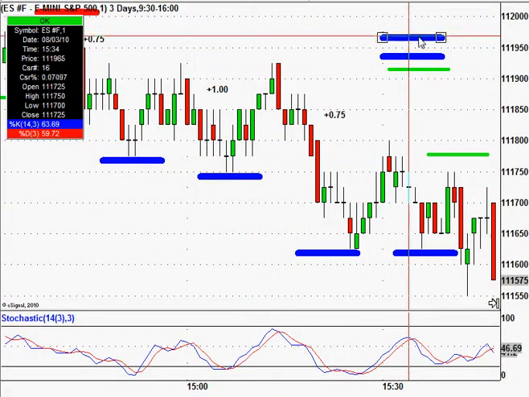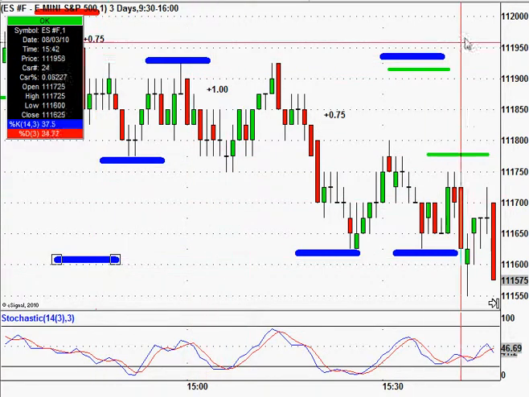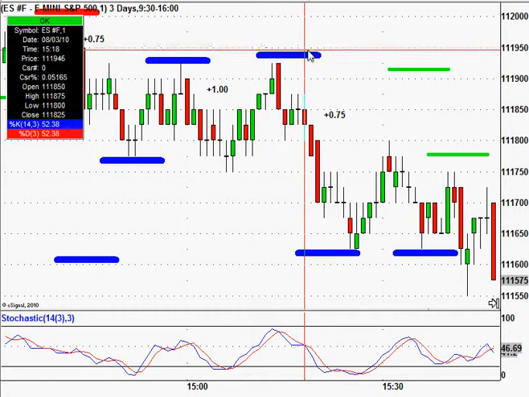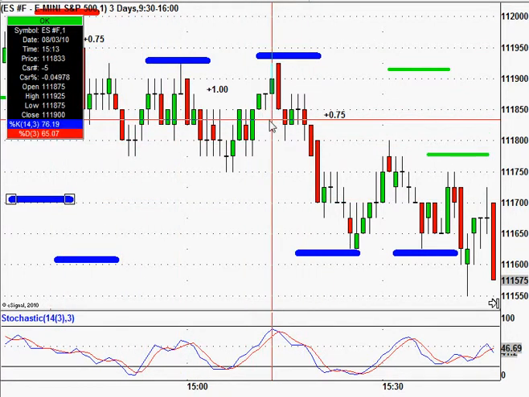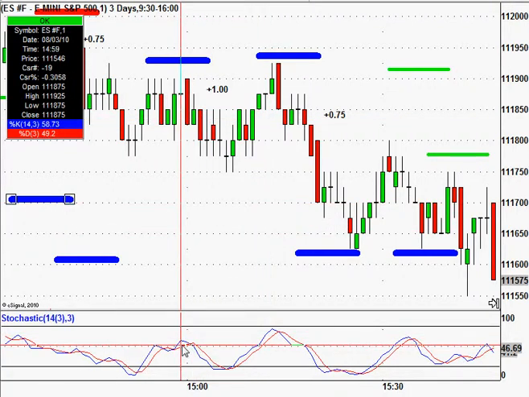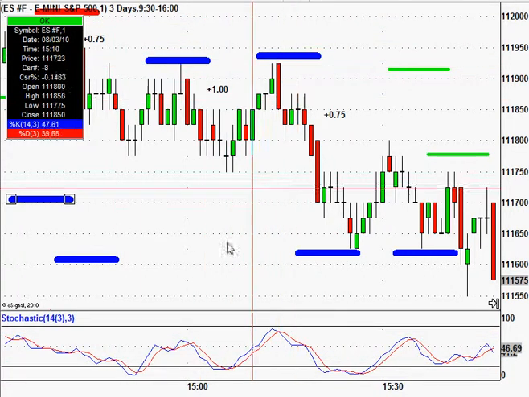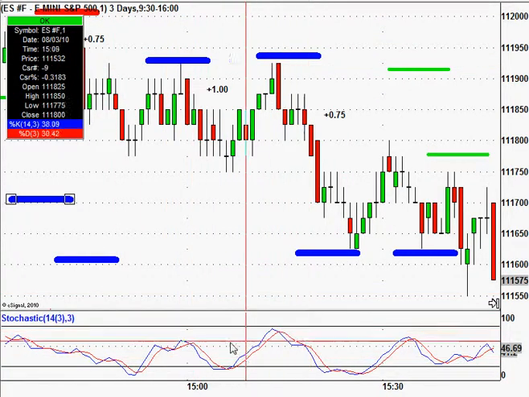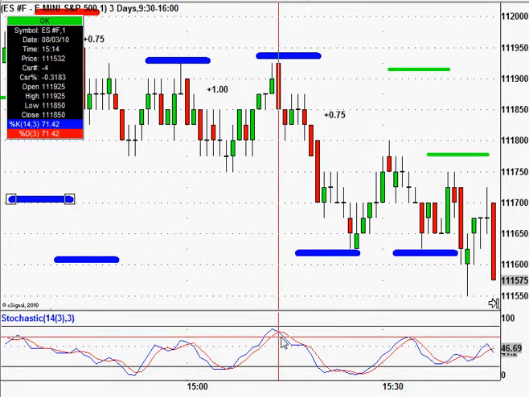Then at the same time we had another type A, but for a short. As you can see, same price, it should be at or below, and the stochastic is clearly higher. Okay, so divergency.